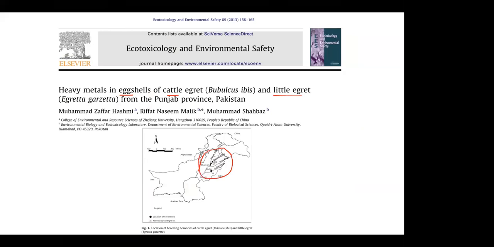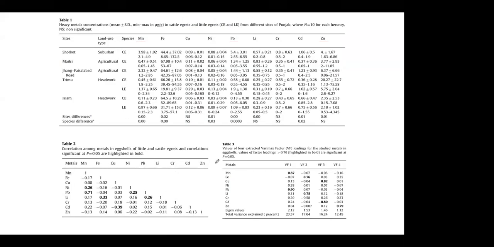We collected the eggshell samples from these sites, which are mostly urbanized sites with some agricultural activities, and all the rivers pass through these sites. In the results, you can see that we divided these sites based on land use type. The Shore Court was a highly urbanized site. Malsi is agriculture. Jhang Faisalabad roadside is an agricultural site. Trimu was a headworks. Islam was a headworks.